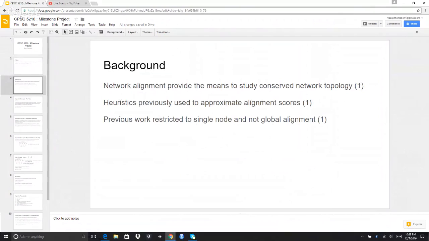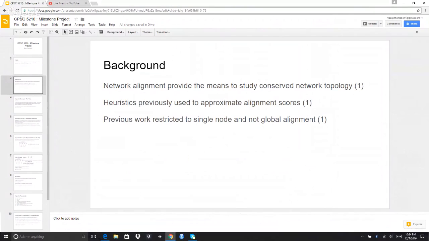So that is the idea, as I've understood it, on conserved network topology, and why this line of analysis is useful in the field. Heuristics previously were used to approximate alignment scores. So let's talk about that. The heuristic is just a simple back of the envelope calculation meant to approximate a more in-depth calculation. So instead of using a full method, the heuristic provided just a faster means to calculate, probably one that they could define a full runtime on.